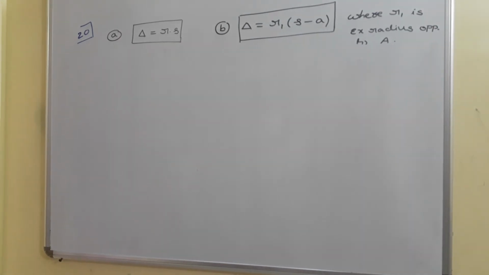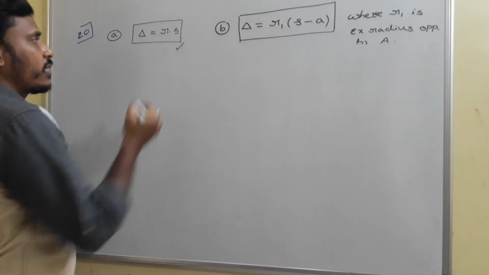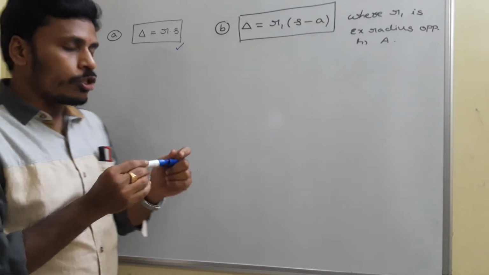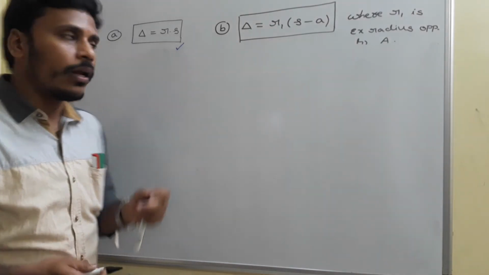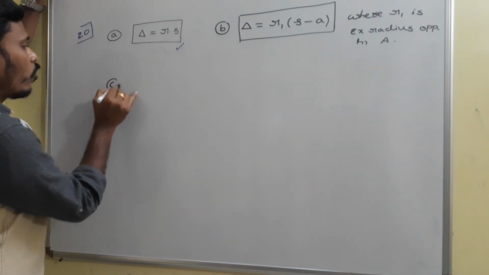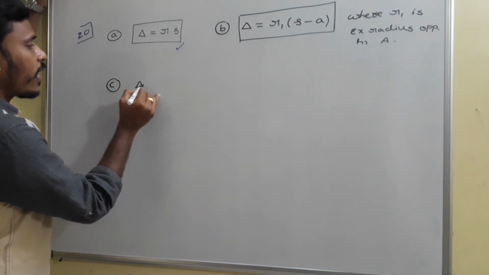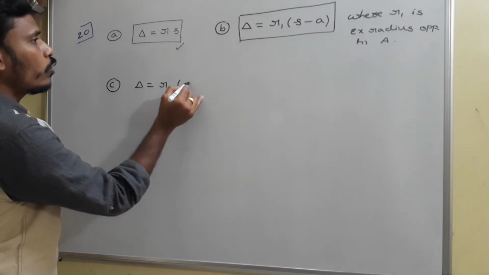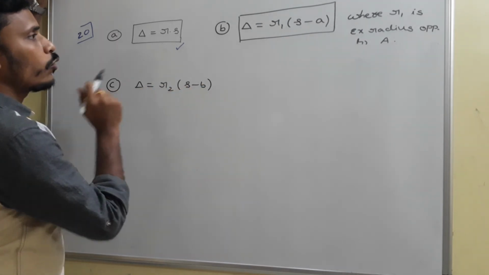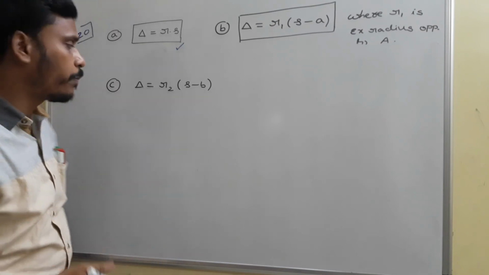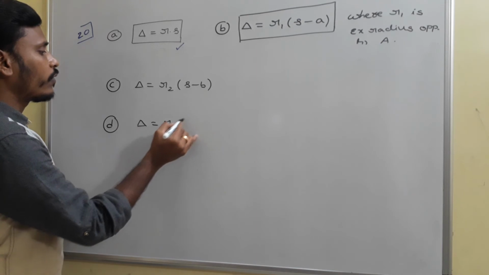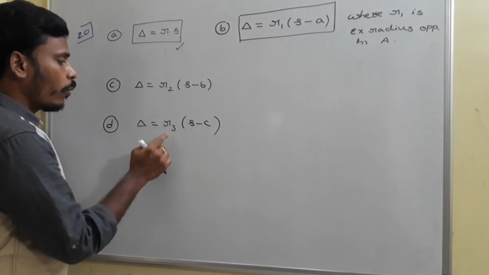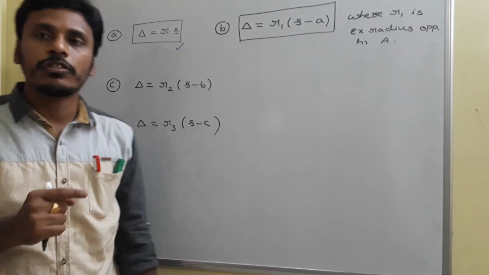Look once. So in the first point, what did we do? In 20A, delta is equal to RS. Area of triangle is equal to the product of inradius and the semi perimeter. B, delta is equal to R1 into S minus A. Similarly, if you go with the other one, delta is equal to R2 into S minus B, where this R2 is the exradius opposite to vertex B. And similarly, another one D, delta is equal to R3 into S minus C, where this R3 is the exradius opposite to vertex C.